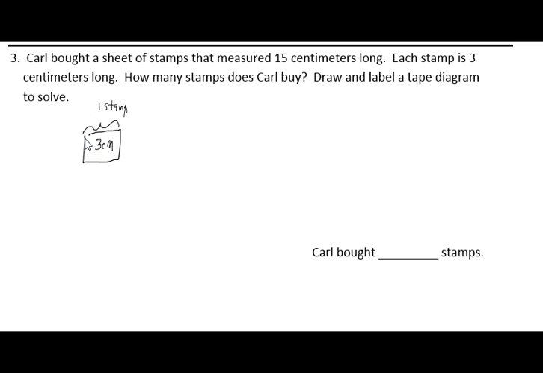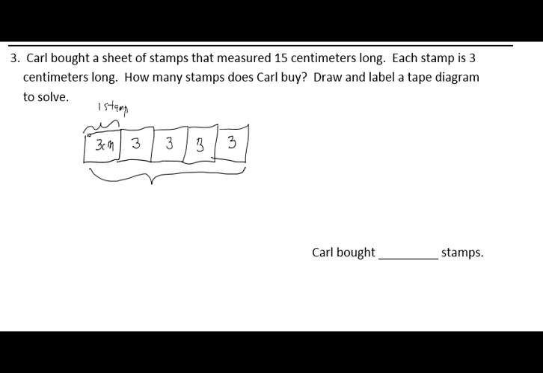I'm going to draw 1 unit at a time until I have used up all 15 centimeters. I started with 3, I add 3 more for 6, another 3 would be 9, another 3 is 12, and finally my last group of 3 is 15 centimeters. Since each unit represents 1 stamp, I now know that I have 15 centimeters and 5 stamps. Carl bought 5 stamps.